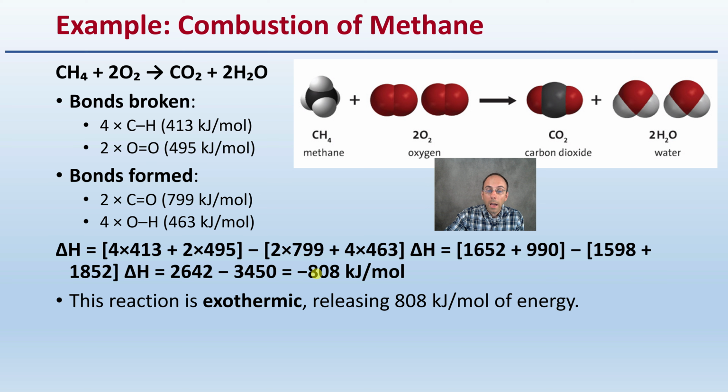With that number, we can have this summary that this reaction is exothermic, giving off energy, and it's going to be releasing not just energy, it's going to be releasing 808 kilojoules per mole of energy. So again, with this information, writing that balanced equation, knowing which sides are reactants and products, accounting for all those bonds, and plugging in the numbers, you can calculate or determine whether the reaction is endothermic or exothermic and exactly how much energy will be released or absorbed as a result of the reaction.